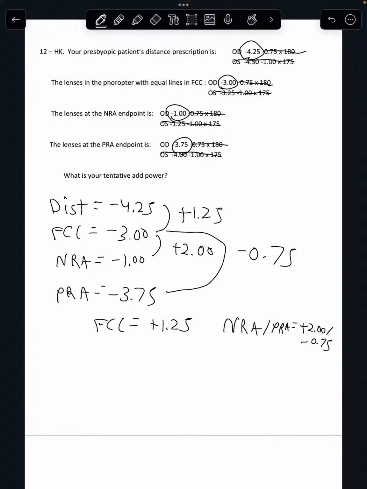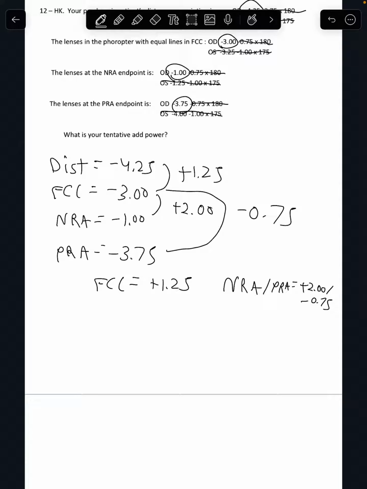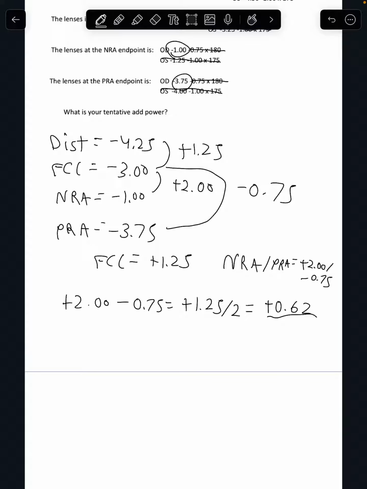So with the NRA PRA, we now have to find the midpoint between them. So we do that by adding them together. So plus 2 minus 0.75, that equals plus 1.25. And then we divide it by 2 to find the midpoint. So that would be plus 0.62. And then we take this number and we add it back to the FCC. So the FCC was plus 1.25. And then we add plus 0.62. And then we end up with plus 1.87.